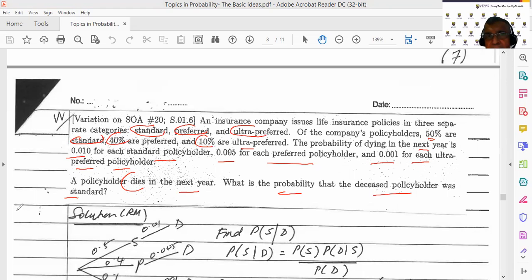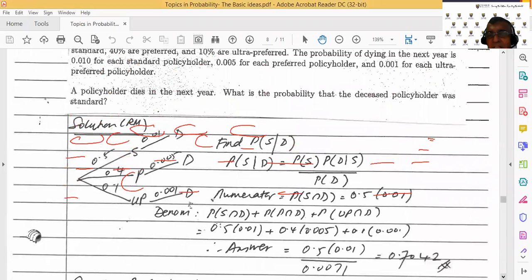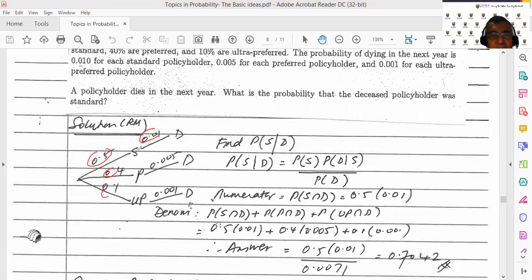So I think you can easily settle this. I've helped you along here. Just pause the video and see how to deal with it. The ideas are the same as what we had earlier. I tried to label this as well. We have the standard, preferred, and ultra preferred, and D is death. So I plugged in all the probabilities: 50%, 40%, and 10%. And then this is the probability of dying given standard, dying given preferred, dying given ultra preferred. So they're asking you to find this.